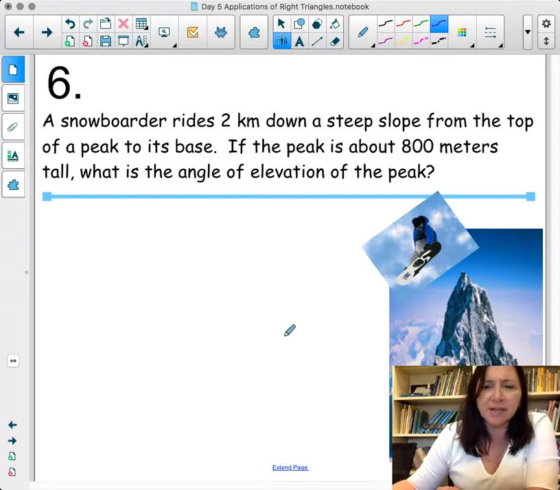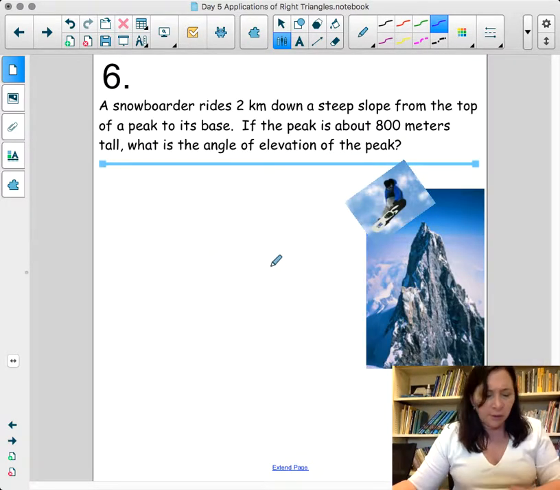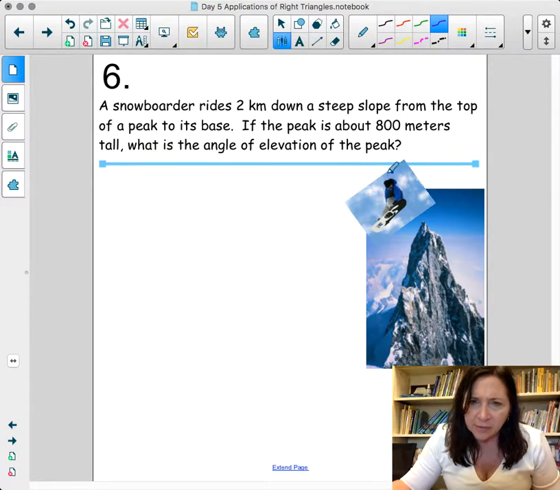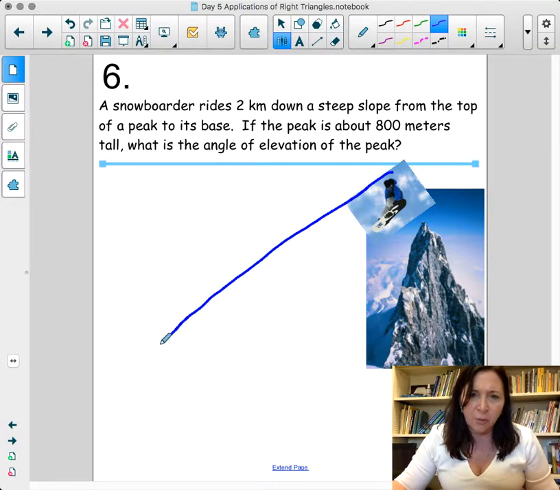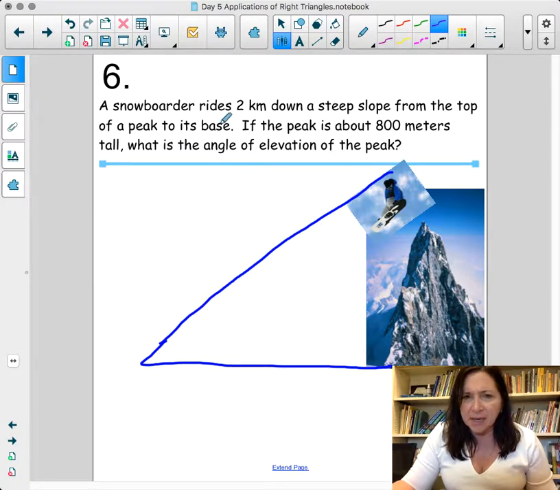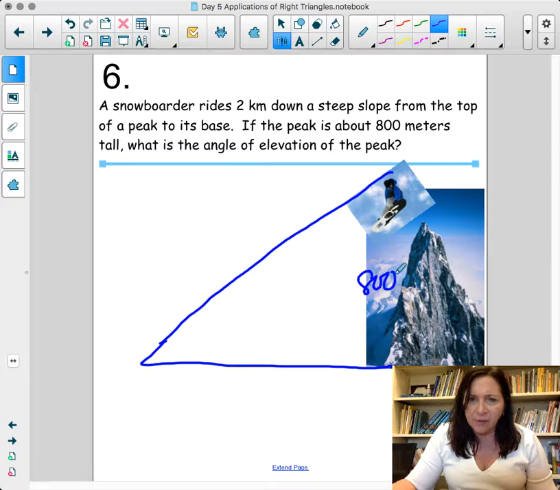Okay, so number 6. We have a snowboarder. A snowboarder rides 2 kilometers down a steep slope. So he's riding his snowboard down the steep slope, from the top of a peak to its base. If the peak is about 800 meters, so it's 800 meters tall, what is the angle of elevation? So we want this value right here.